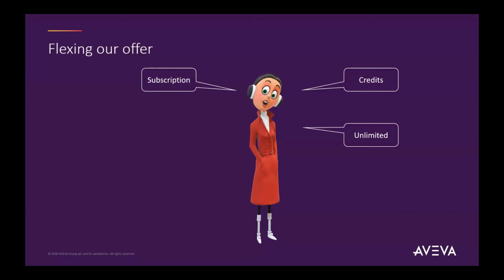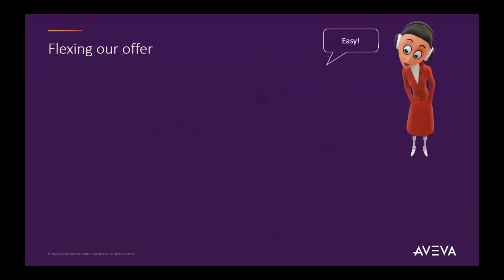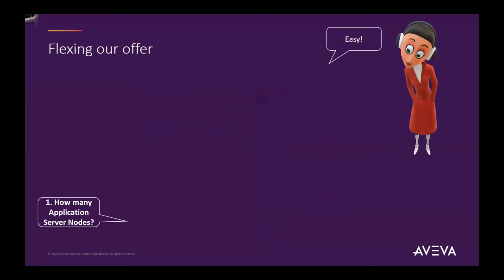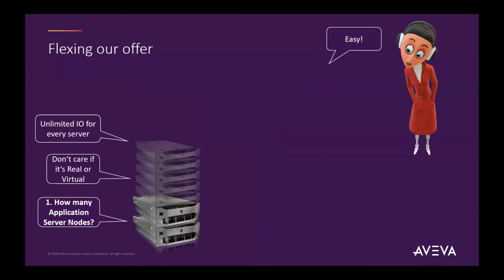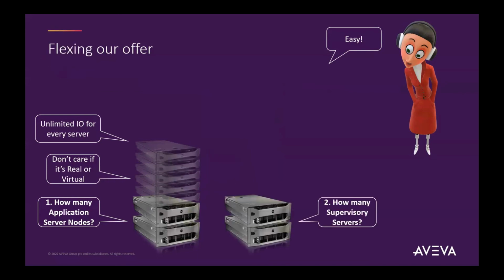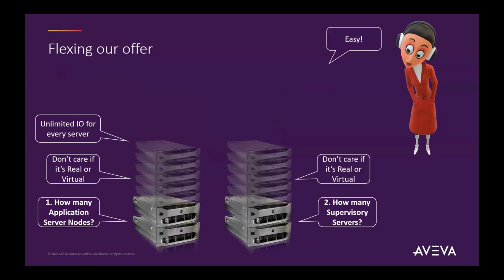Two concepts that we really wanted to do in Flex is we wanted to give you unlimited, and we wanted to make it very easy for you to use. So in System Platform, we made it extremely easy. You have to choose how many application server nodes you want. I don't care if they are real or if they are virtual. All you need to tell me is how many nodes do you want. You can run as many I/O on those nodes as your hardware will handle. We are not going to limit you on that. Then second question is how many supervisory servers do you need?